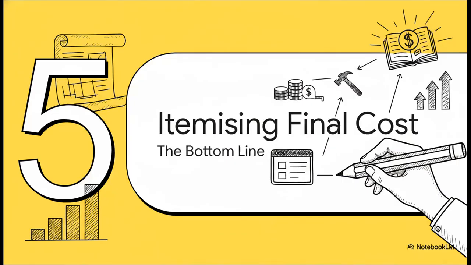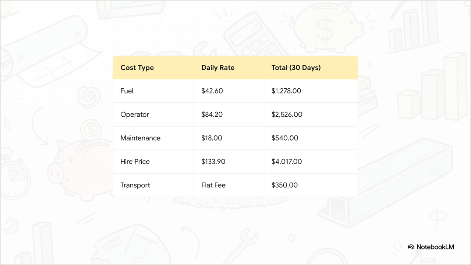And that brings us to Section 5, itemizing the final cost, the bottom line. This is arguably the most important part of an estimator's job, pulling all this gathered data together into a formal, itemized budget. Let's break down John's actual figures for just one track-mounted bulldozer over a 30-day time frame.